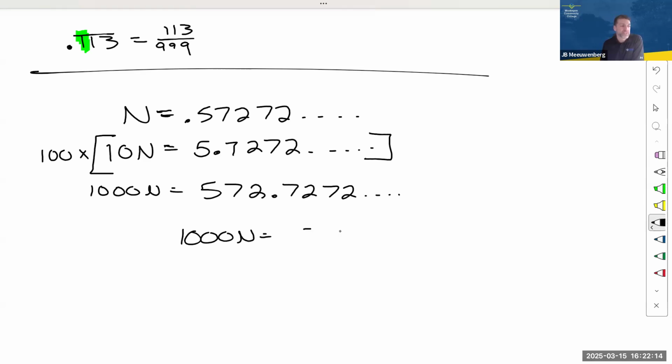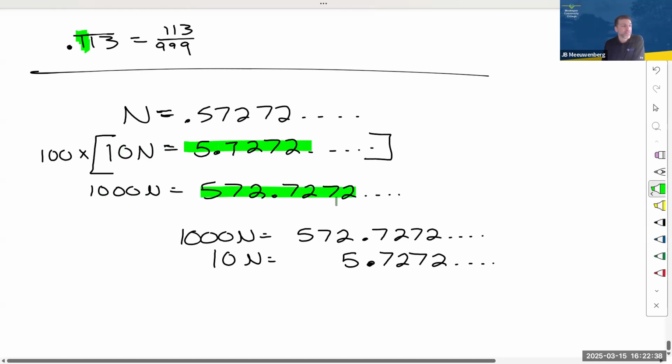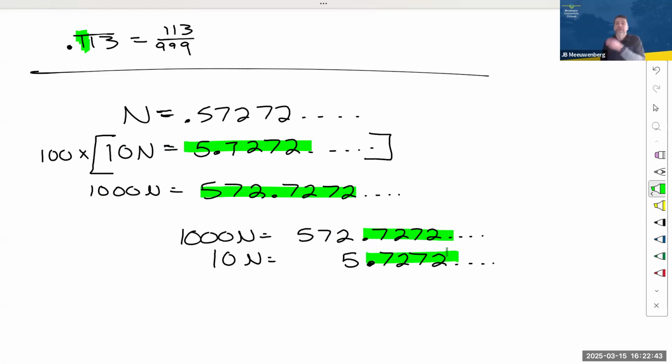1000n is equal to 572.7272... And 10n is equal to, make sure to line up your decimals, 5.7272... Again, here was the value of 10n. Here was the value of 1000n. Look at what we have in these decimal areas now. They're identical. We got them to be identical, so now we can subtract them.